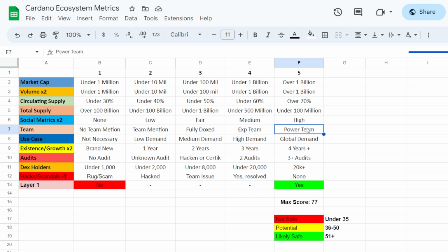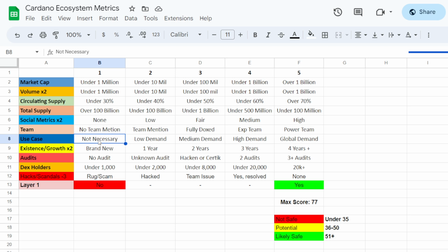So those are the two different sides of the coin, where just because you have a power team, again, in the crypto space, doesn't necessarily mean it's going to do exceedingly well. It just means it's probably going to do well, at least initially, which it is what it is.